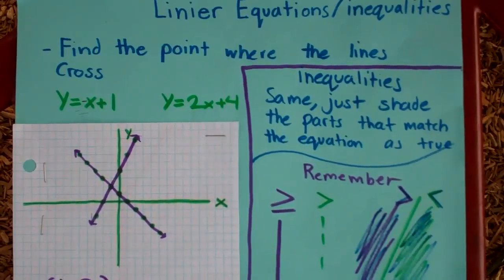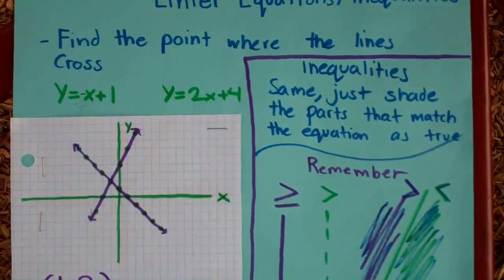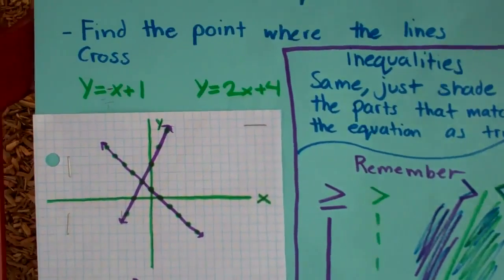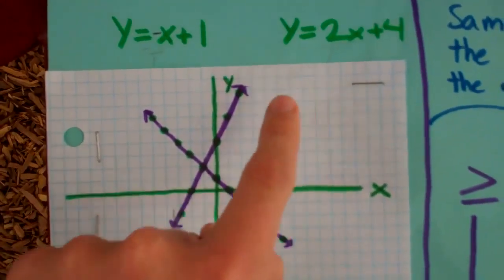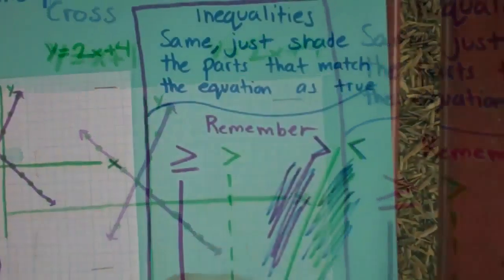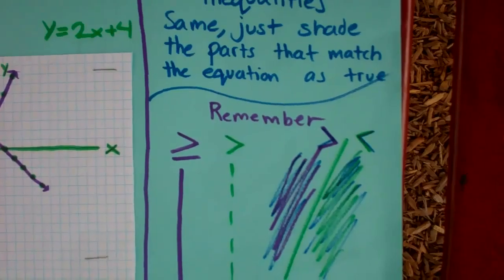Linear equations and inequalities. Find the point where the two lines cross. You basically graph these two lines and record where they cross. For inequalities, it's the same, just a little bit different.